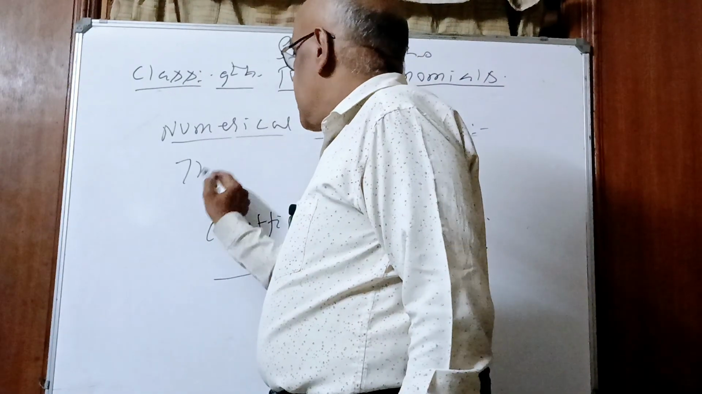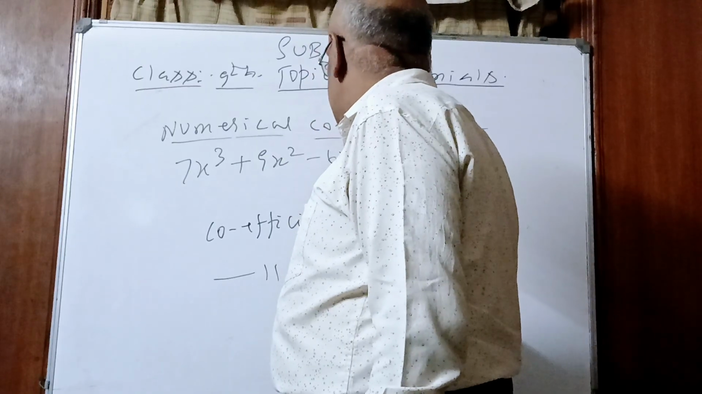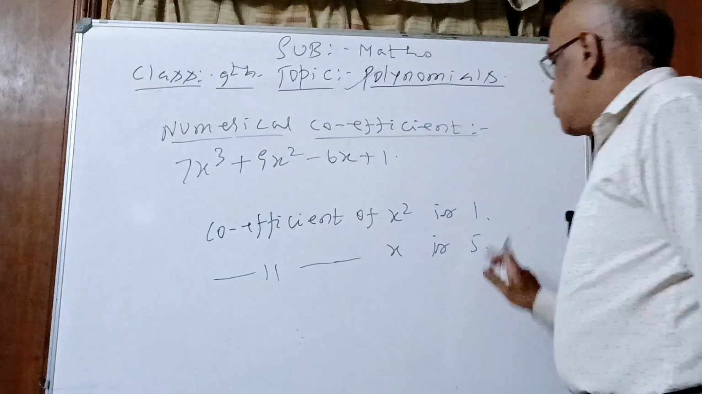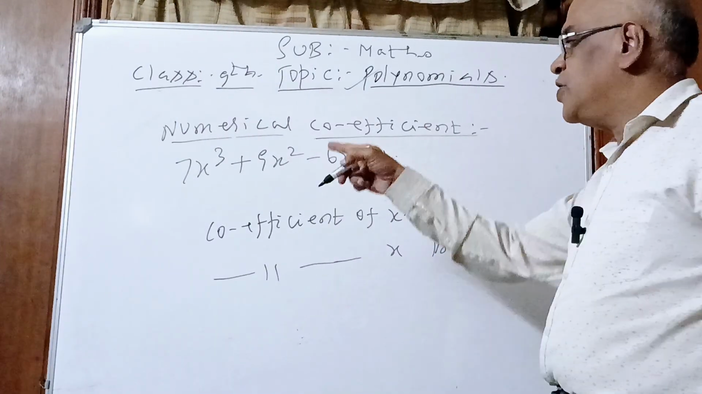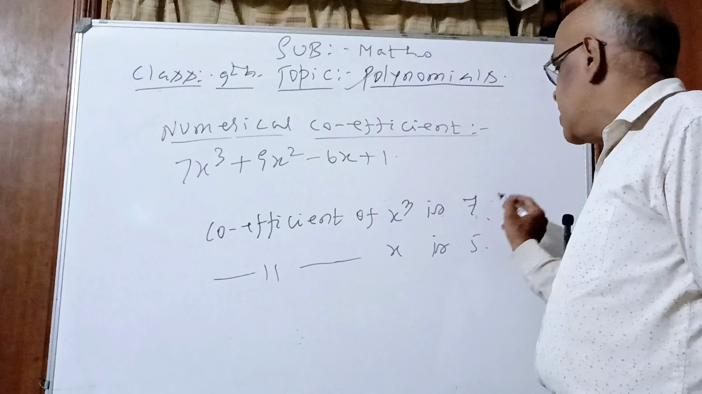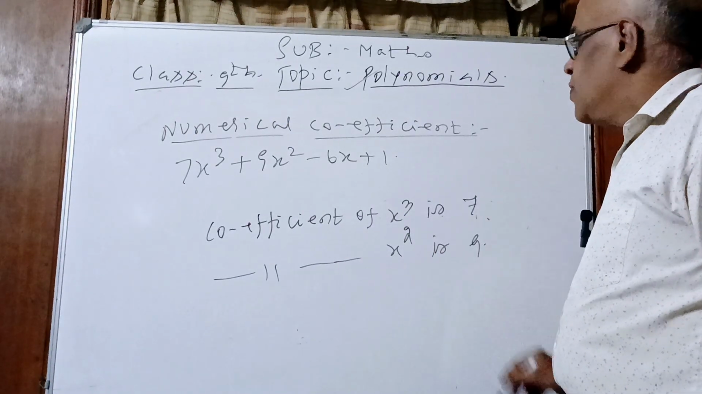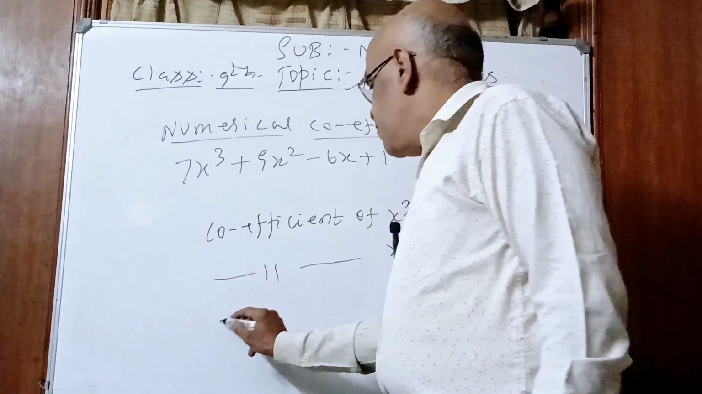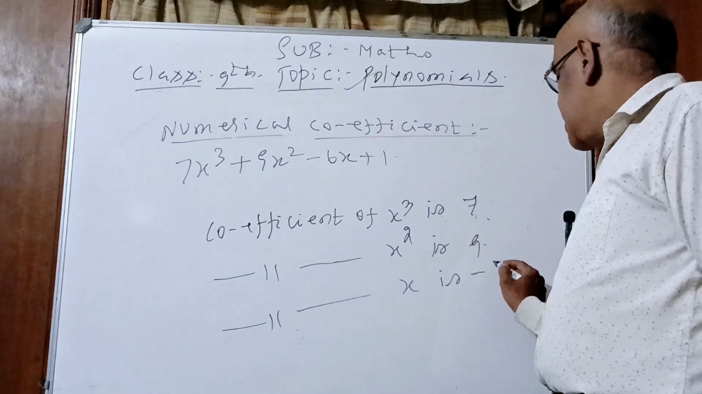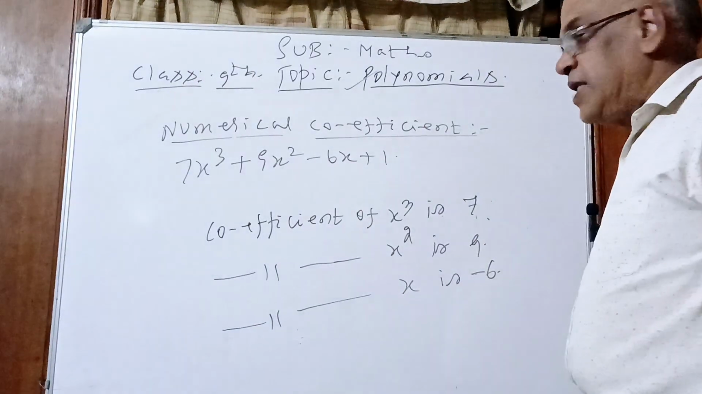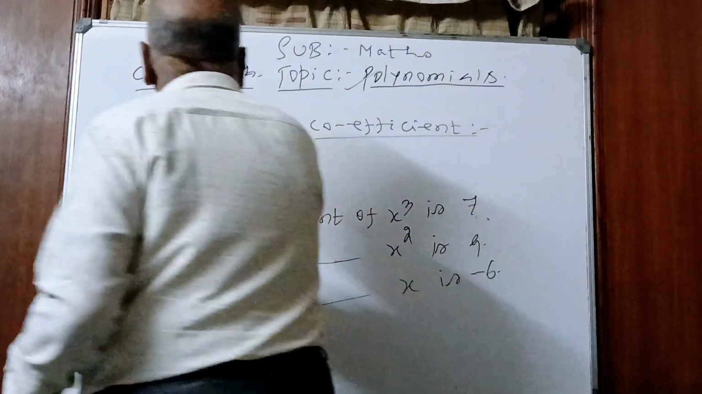What next, children? 7x cube plus 9x square minus 6x plus 1. What is the coefficient of x cube? The numerical coefficient is 7. What is the numerical coefficient of x square? 9. What is the numerical coefficient of x? It is minus 6. You have to look at the sign also. Understood, children? Okay? See now, I take one more example.